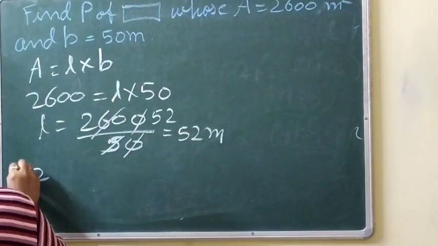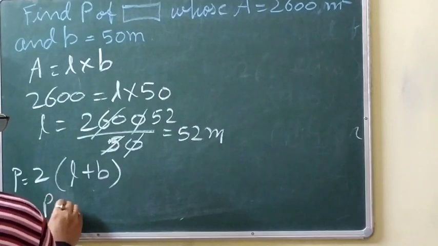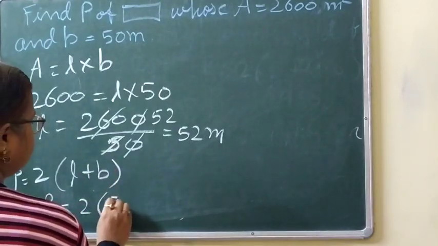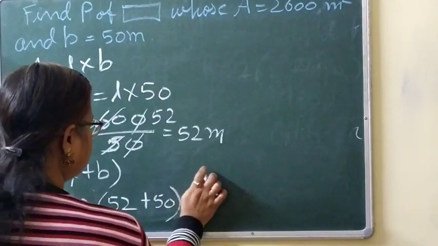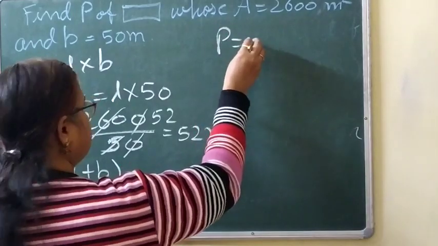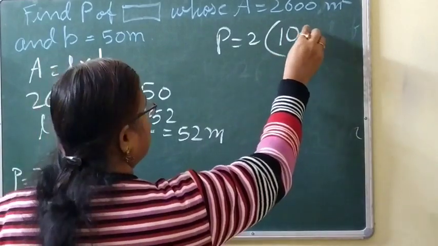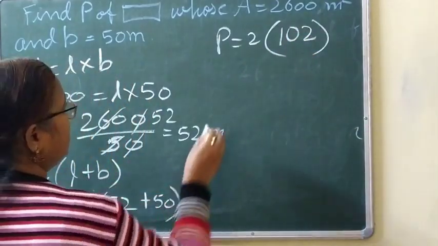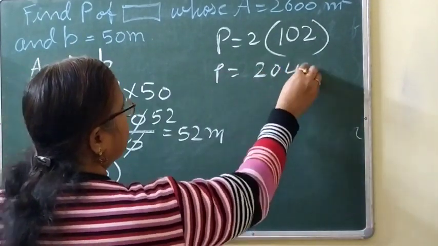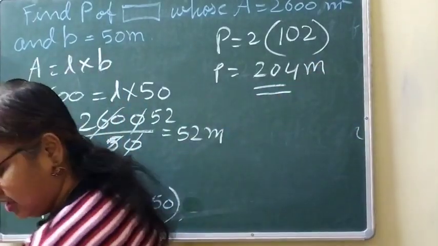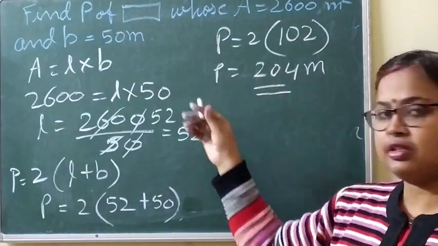Now perimeter. What is the formula to find the perimeter? Perimeter is equal to 2 into L plus B. And so perimeter is equal to 2 into L plus B. L is what? 52. And breadth is what? 50. Clear? So P is equal to 2 into 50 plus 52, which means 102. Okay? And so P will be equal to what? 204 meter. Clear? So what will be the value of perimeter? 204 meter.